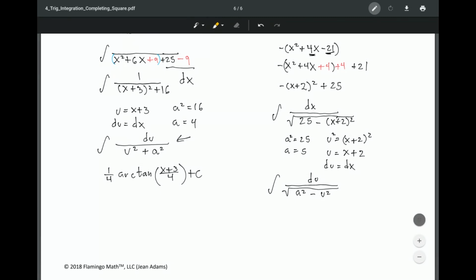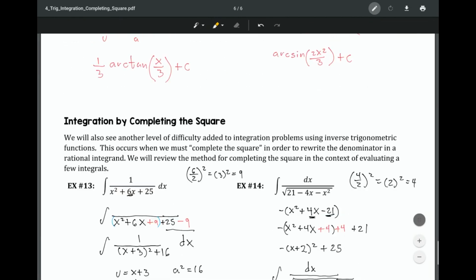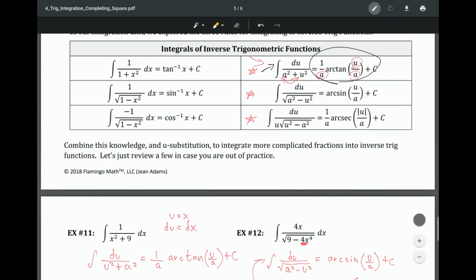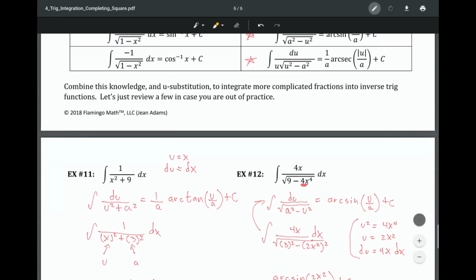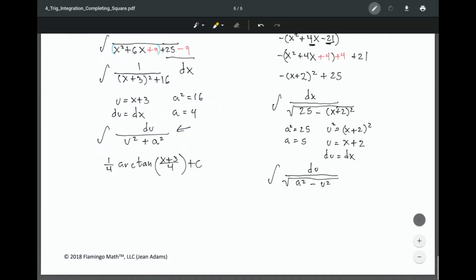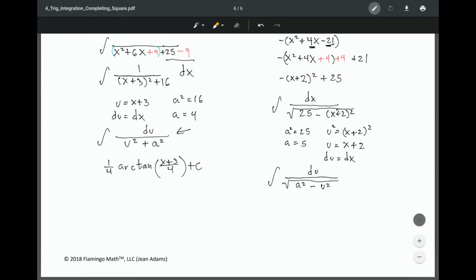And then when I go back and look at the equations, which one of these does that look like? All right, it looks like arcsine is the answer for this. And when I say arcsine, remember that arcsine just means the inverse of the sine function. So the formula says that it's the arcsine of u over a plus c.